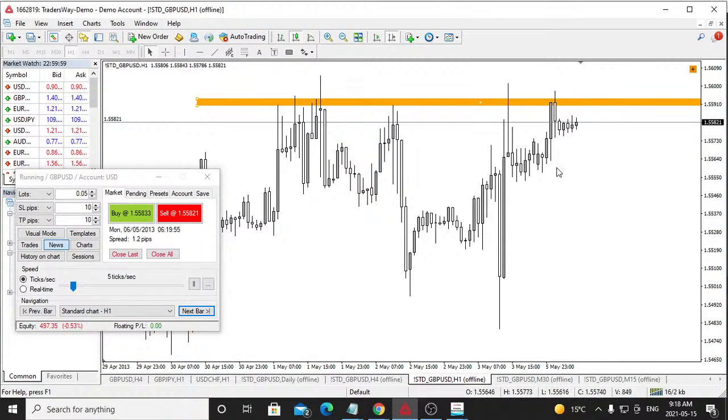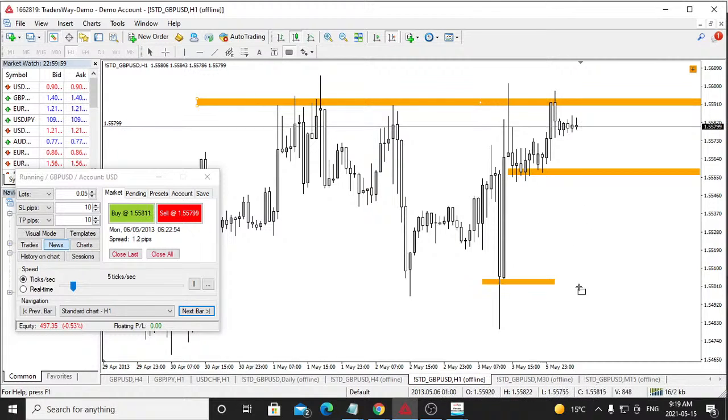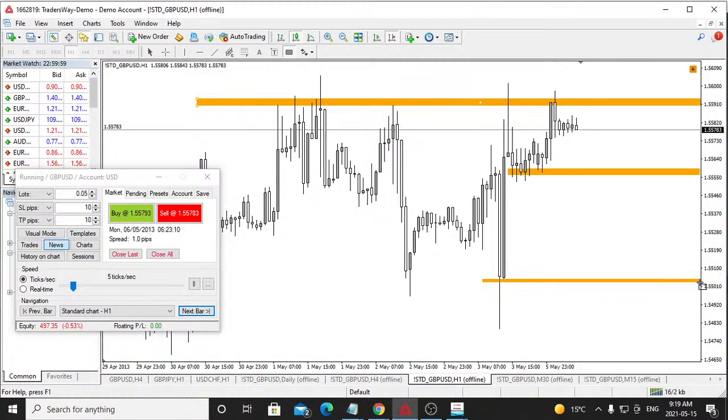Let's see where price wants to go. Now we're in the 1 hour, so in the 1 hour we're looking at this. A lot of momentum, lots and lots of momentum. Something was definitely going on here.